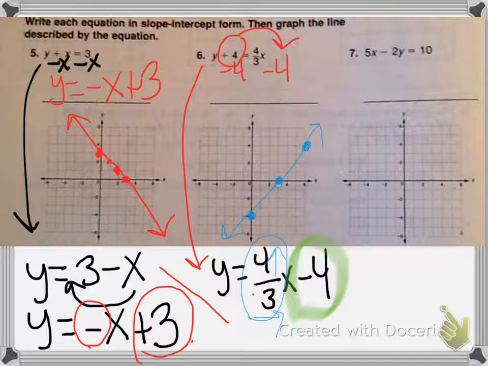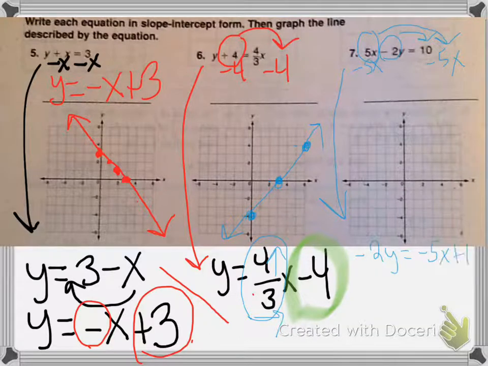Now the next one has a little more steps. The first 2 were just 1 step. This one's going to have more than 1 because I've got 2 times y. So I want to get y by itself, so I've got to move the 5x over, and I've got to move this -2 over. We're going to start with the 5x. I'm going to subtract 5x from both sides. I'll end up with -2y equals -5x plus 10.